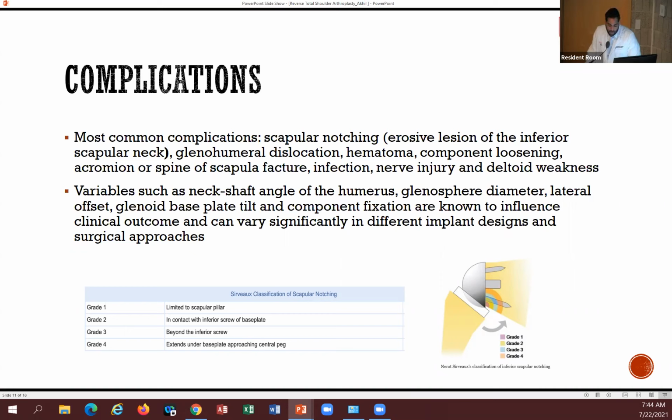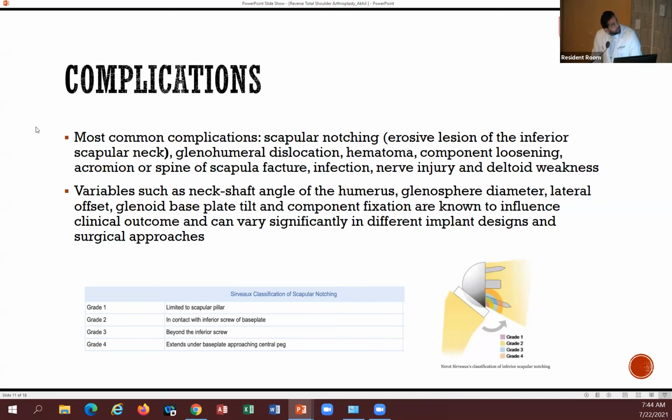Other complications that are commonly noticed include scapular notching, which is an erosive lesion of the inferior scapular neck due to impingement by the humeral head. Also hematoma, component loosening, fractures of the scapula, infection, nerve injury, and deltoid weakness. The axillary nerve is one of the nerves that you have to avoid when performing this procedure.